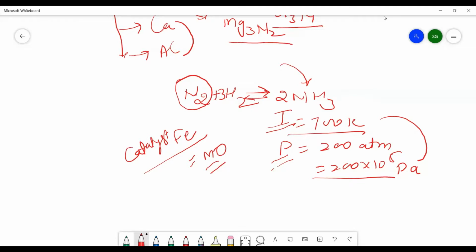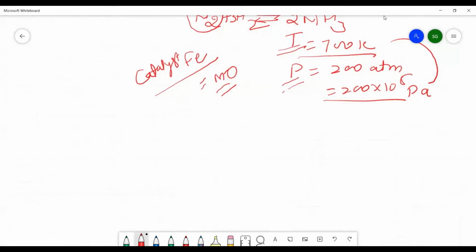Now, this is the use of ammonia which we are doing. Apart from this, the N2 can also be used as a refrigerant to preserve biological specimens, in freezing foodstuffs, and also in cryosurgery. It is also used in thermometers for measuring very high temperature. We can use it in that also.